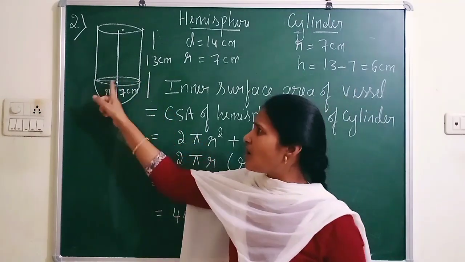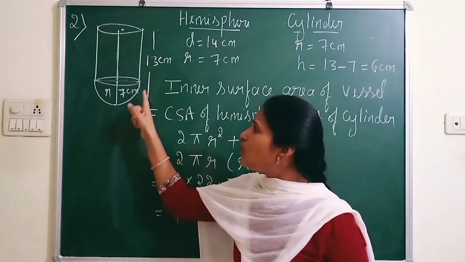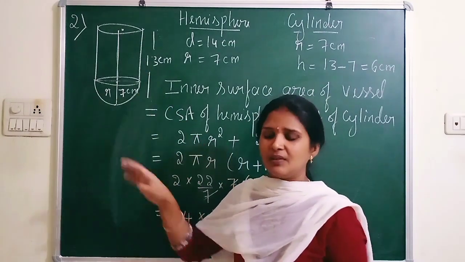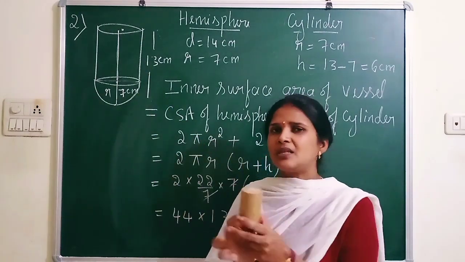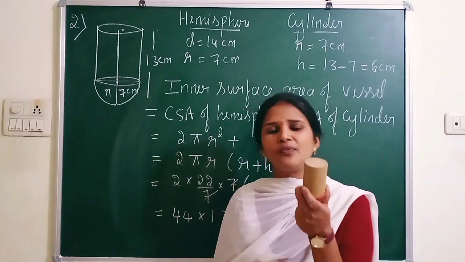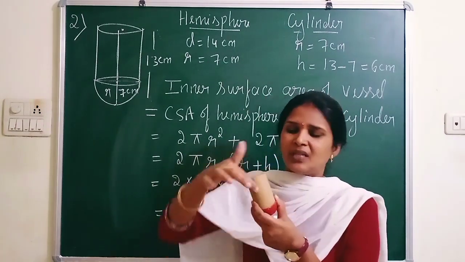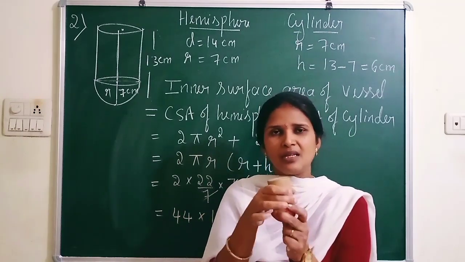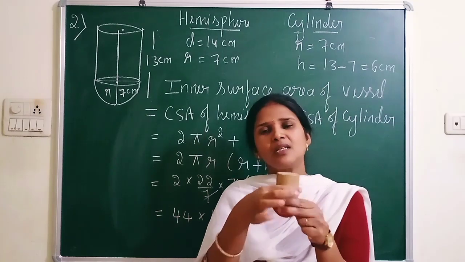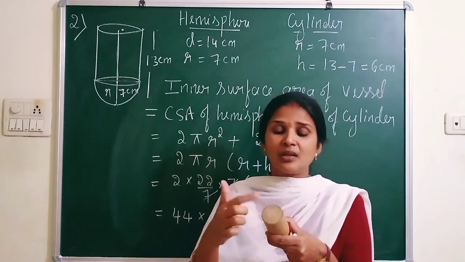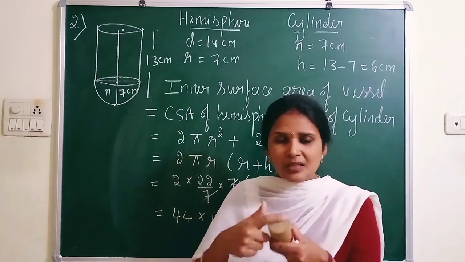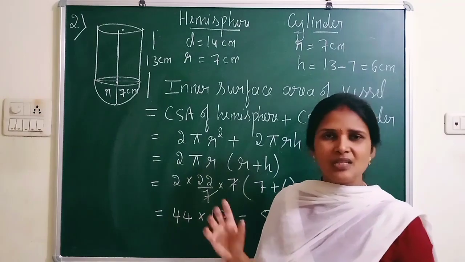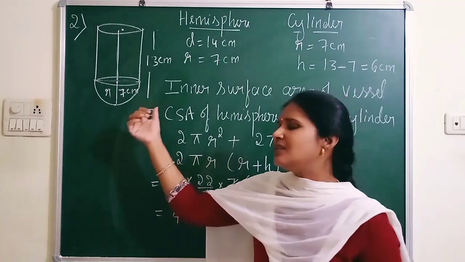Suppose this base is blocked, you cannot look inside at the CSA of hemisphere. Similarly, if it is a solid figure like this, and the same question asks you to find the area of this block, what do I have to take? CSA of cylinder, because I can see this part with my eyes, CSA of hemisphere and CSA of cylinder plus area of circle, because this also can be seen. This area of circle I am not taking here. Why? Because it is hollow. That is the difference between this block and this vessel.